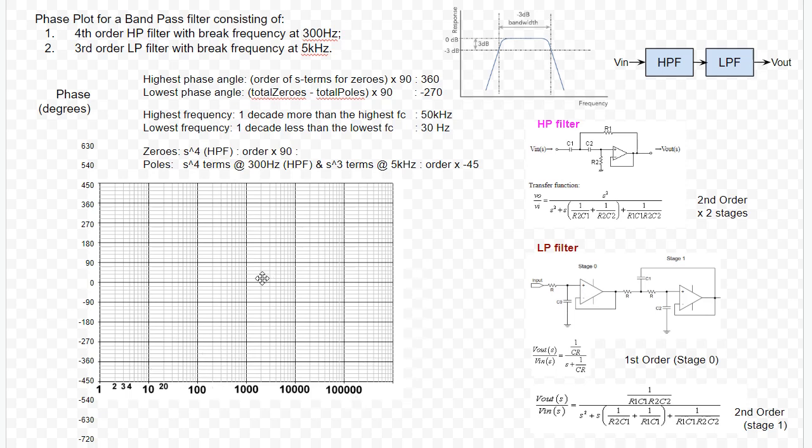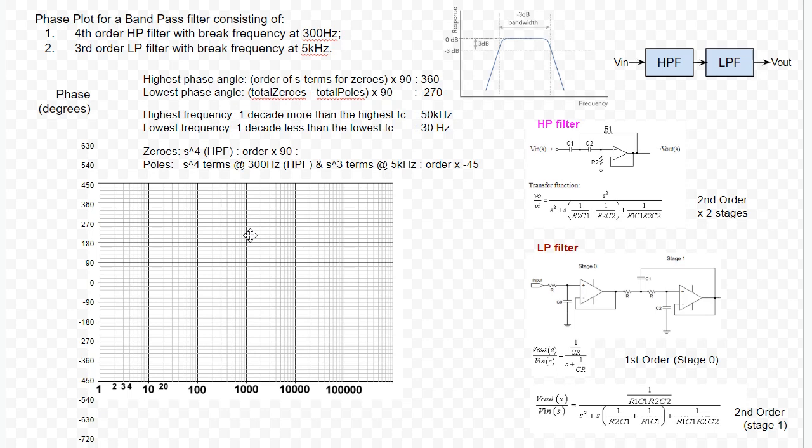So we can use this semi-log graph sheet, if you like. All right. Okay. So next we're going to start plotting. So the way we do it is we plot for the different cutoff frequencies that need to exist in our system, and also whether they're zeros or poles.